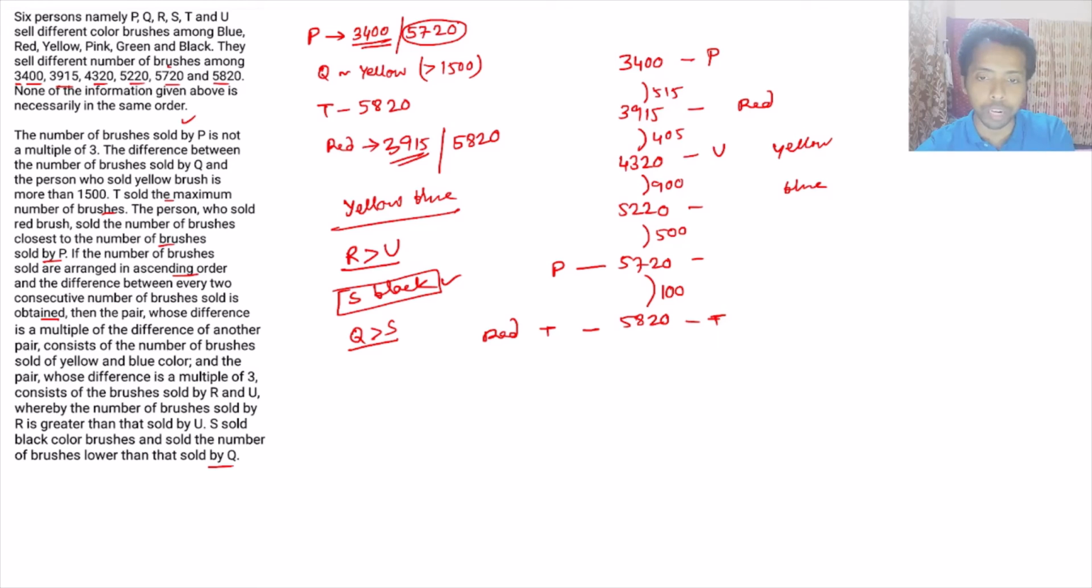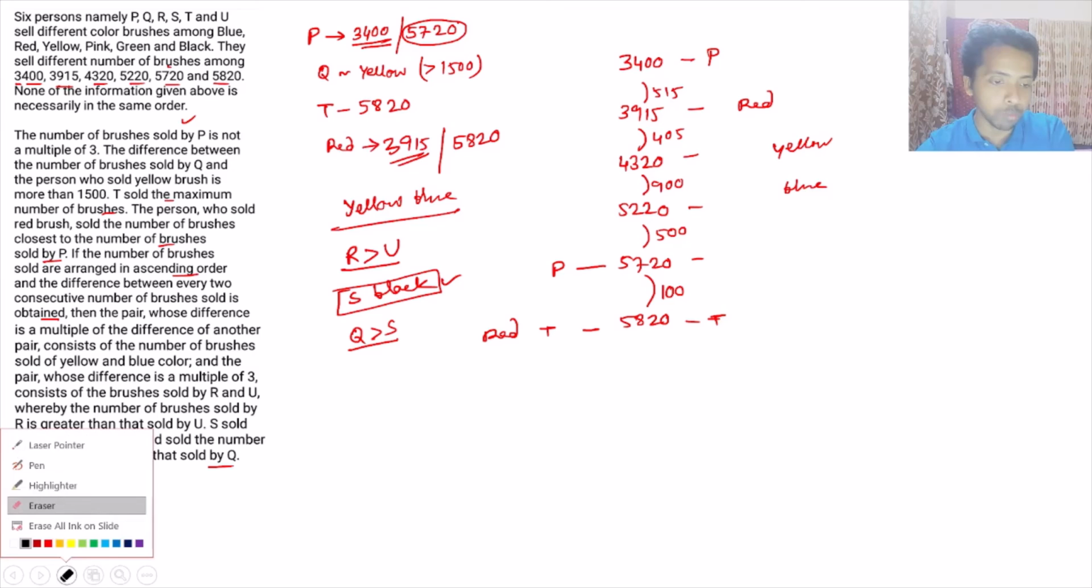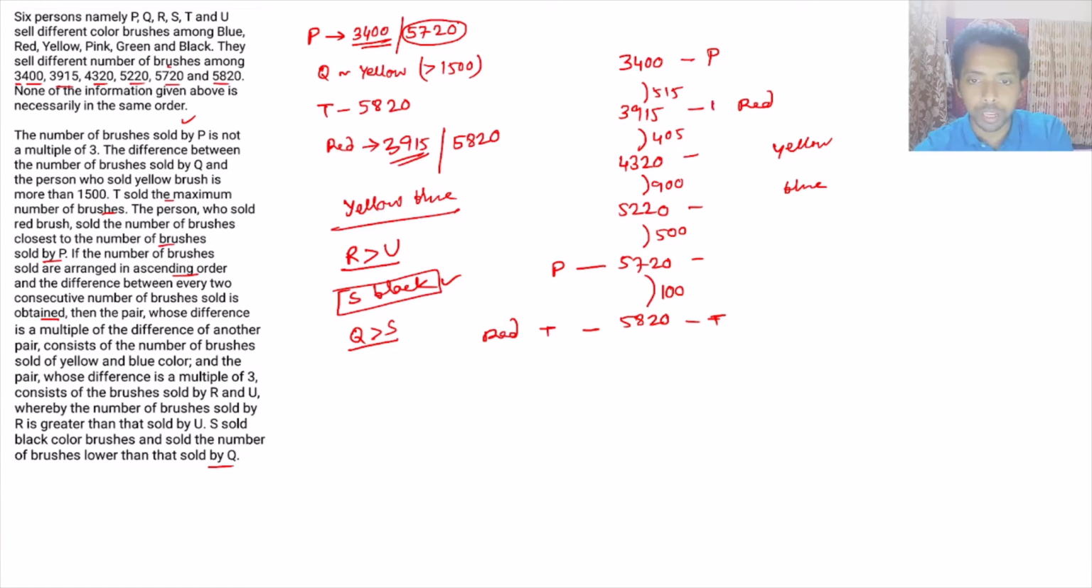Right. Now what we can do, U and R's position we will change. If we take U here, R here, the difference is 405, which is a multiple of 3. Now S blue again comes here, S black again comes here, again Q should be 5820 because Q is greater than S, again not possible. So this is also not correct. That means we have checked all the possible cases by putting P at 3400. Now we have to check P at 5720.